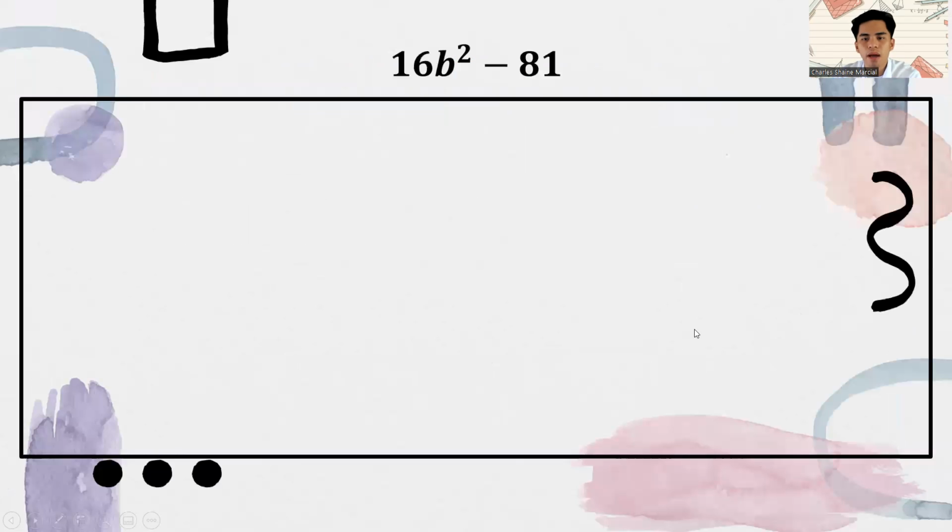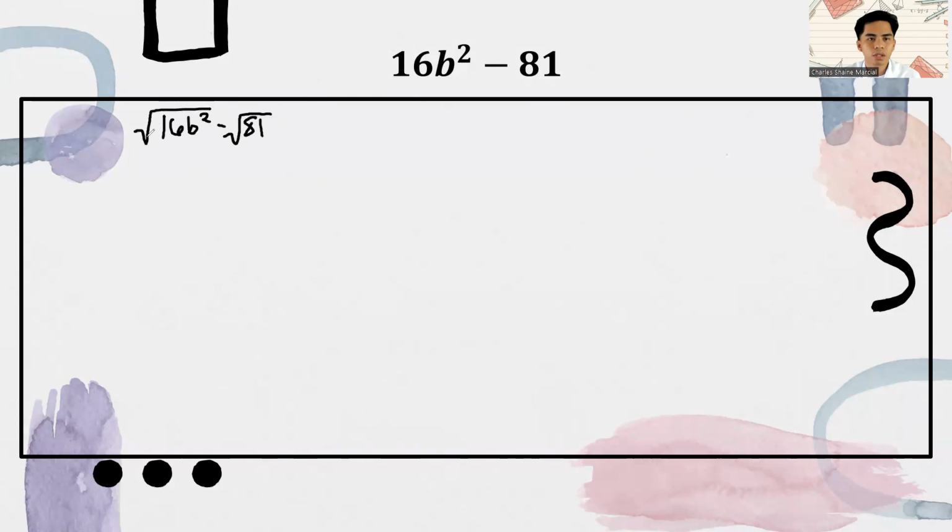Okay, for example, we have here 16b squared minus 81. Okay, so let me use the annotation para mapakita ko sa inyo on how to factor this following problem. So we have 16b squared minus 81. Okay, so ang gagawin natin, since naka-square silang dalawa, hahanapin natin yung square root ng dalawang terms na ito.